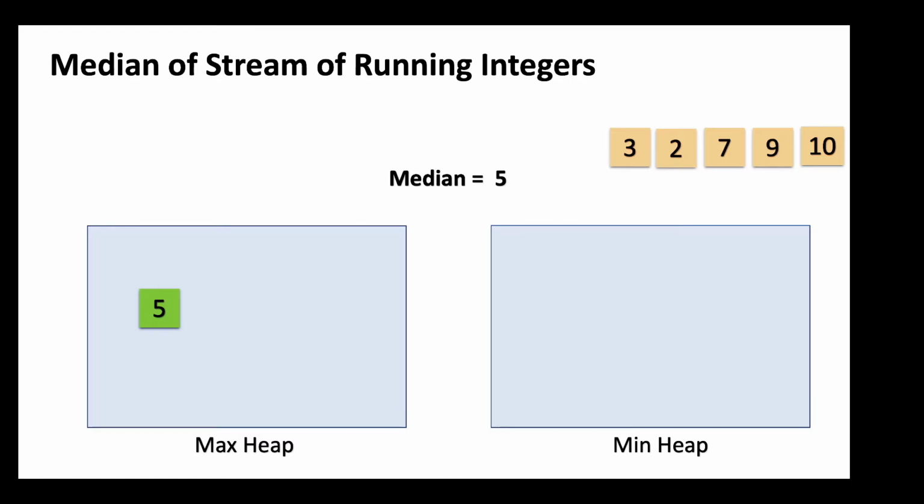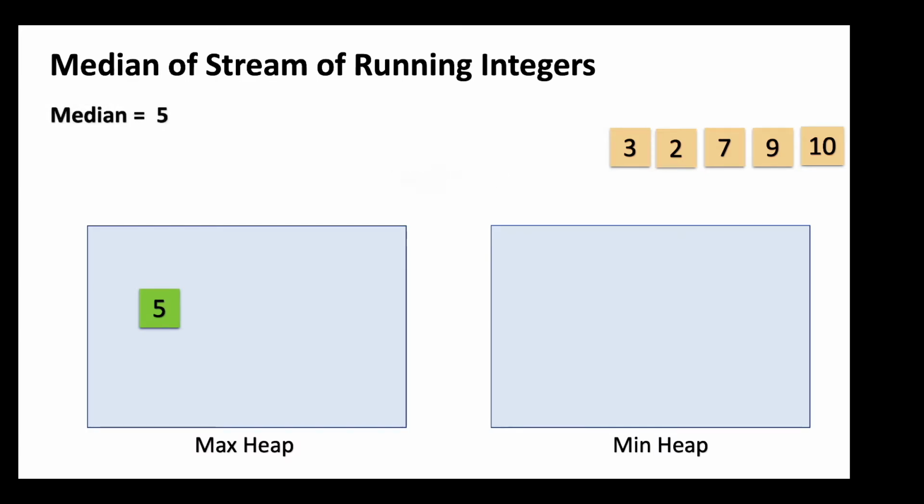Between the max heap and the min heap, since the number of elements within the max heap is more than that of the min heap, the median of the numbers will be the root of the heap which contains the maximum number of elements. Which means that since the max heap contains one element and the min heap contains 0 elements, the median of this series till now will be the root of the max heap. So I hope this is clear to you.